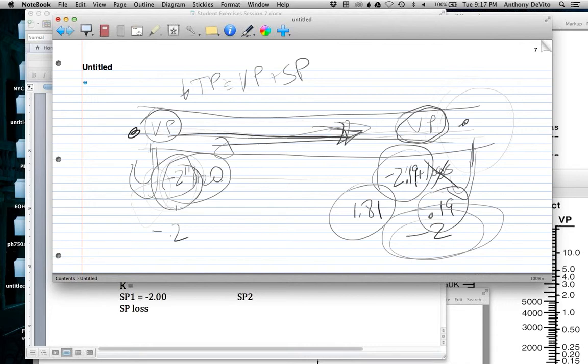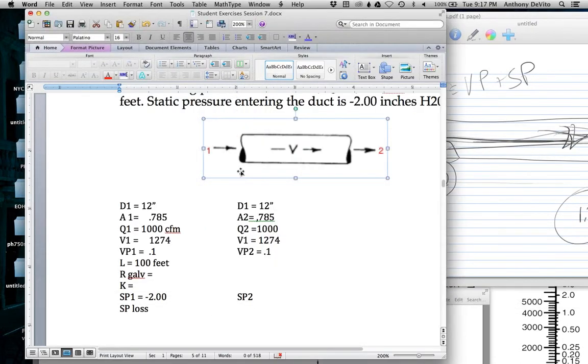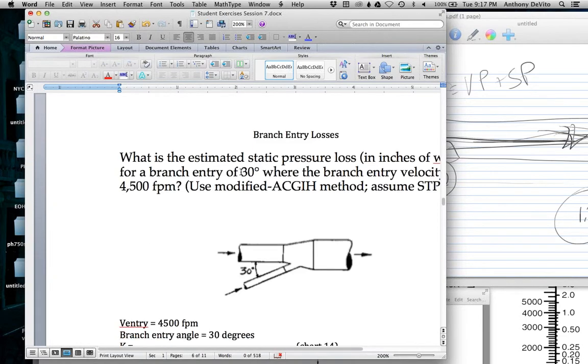Make sense? Okay. It'll come to you. If it seems a little odd now, it'll come to you as we work through these. Okay, let's take the next one.